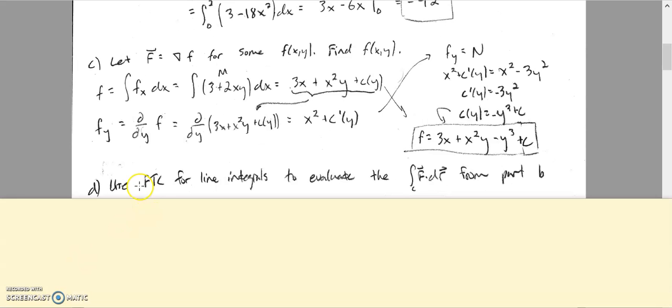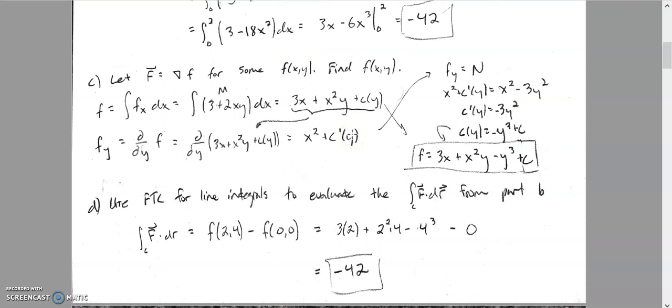Okay, last part of this question: use the FTC for line integrals to evaluate the integral of F dot dr from part B. So I can use the potential function that I found in part C. That's what f is. Go ahead and do that. Hit pause. I'm going to flip to the answer.